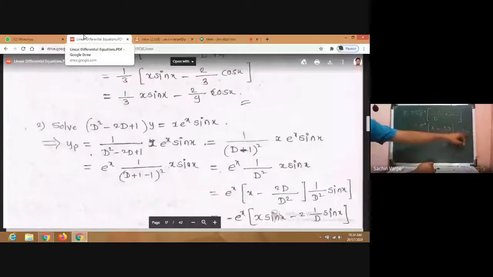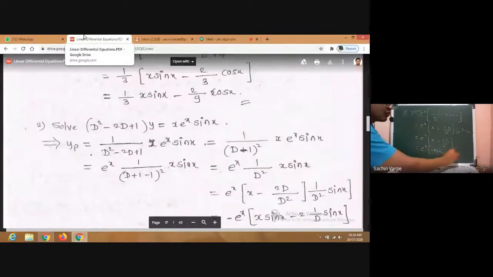And what is 1 upon D² of sin x? We are replacing D² by minus a². What is a here? 1. So 1 upon minus 1, that is minus 1. So that is minus sin x. So I'll multiply by minus sin x inside. So e^x into minus x sin x, minus minus, plus 2D upon D² of sin x, isn't it? And then again, I can replace D² by minus a², because this is of the form 1 upon D² into sin x. So that is again minus sin x. And then I can take the derivative of this sin, that is cos. So that is the final answer, you can check.